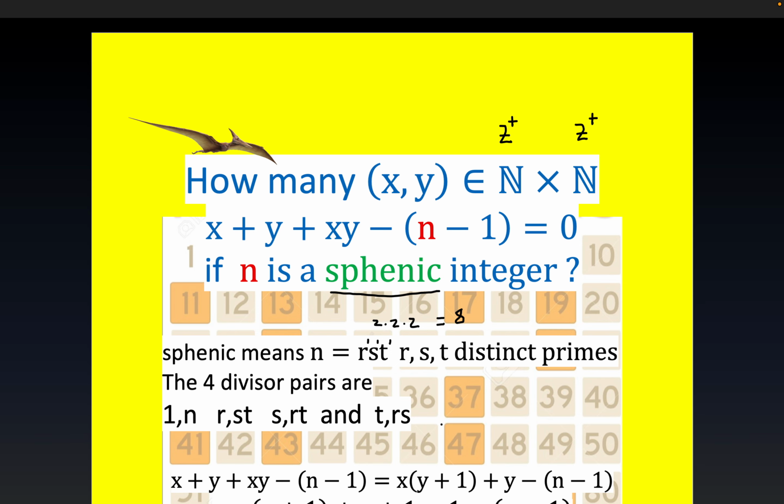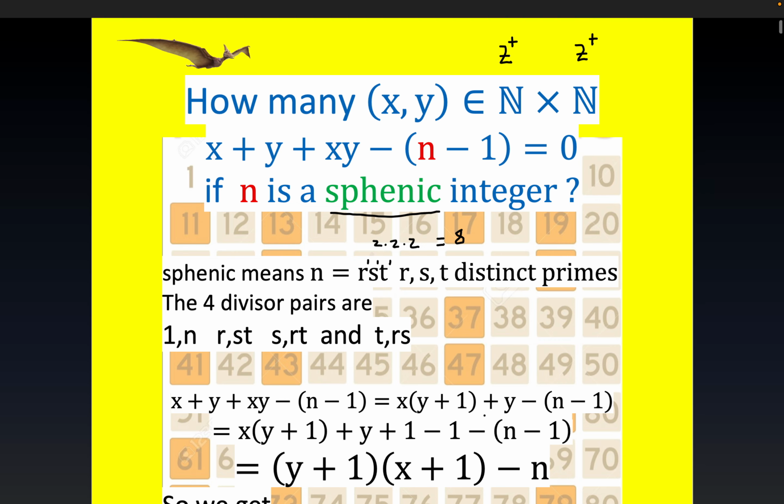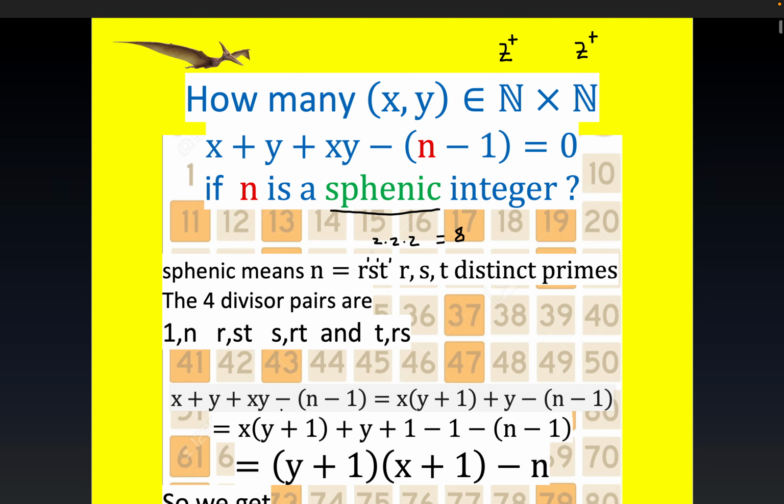Now the idea here is to do some algebra on the equation. It's called completing the product. Some people call it Simon's Favorite Factoring Trick, SFFT. It's a popular technique in, I think, competition mathematics. But what we do right here is a fun little trick.